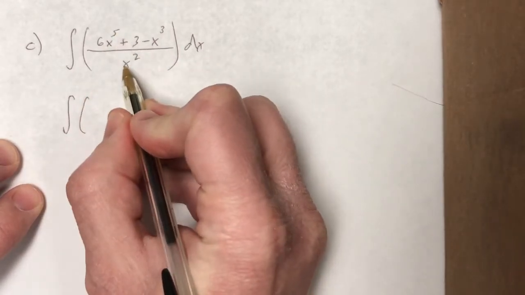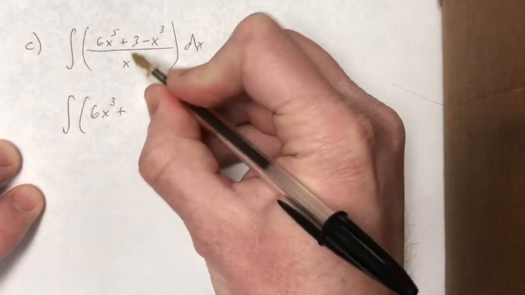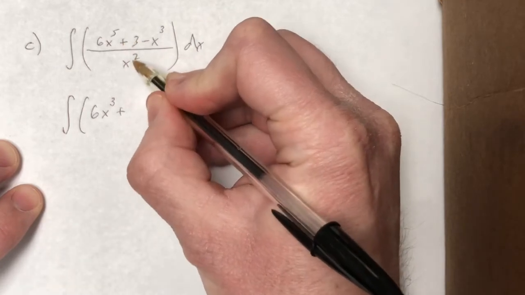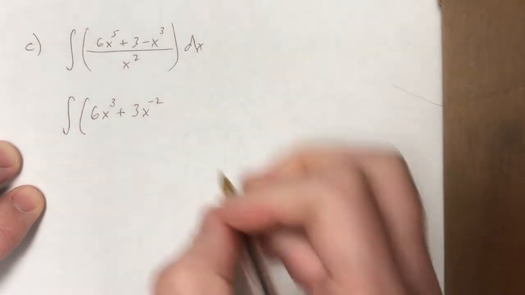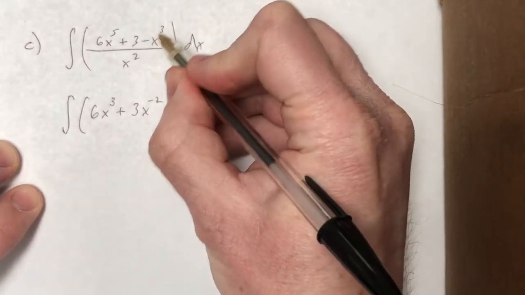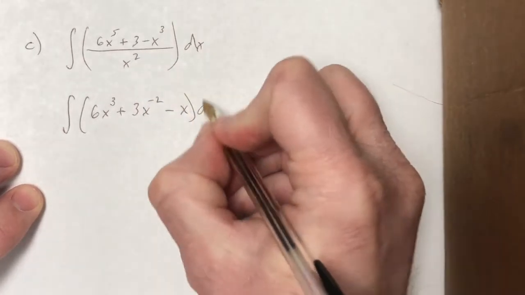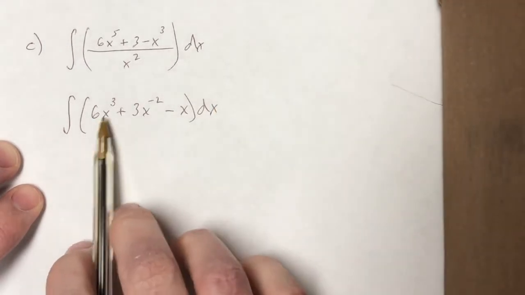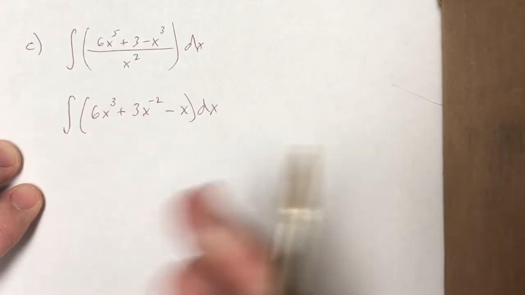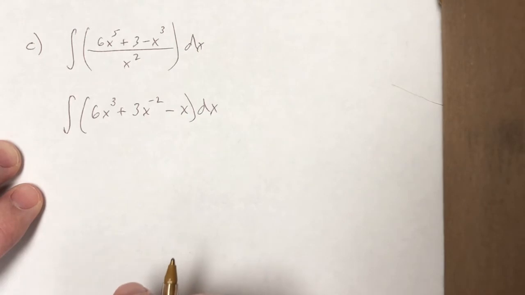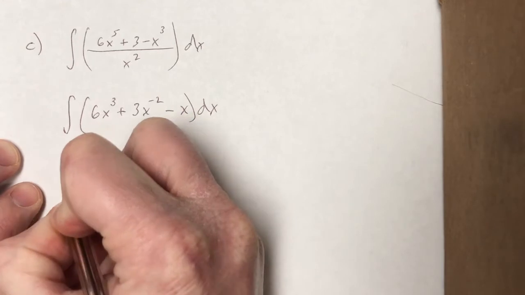6x to the 5th divided by x squared, which is the same as 6x cubed. And then this piece, plus 3 over x squared, means exactly the same as plus 3x to the negative 2. And then finally, this negative x cubed over x squared means the same as just x, or x to the first understood. So now that we have every term in the numerator position and no radicals involved, we are able to use our basic rules of integration to simplify this particular indefinite integral.